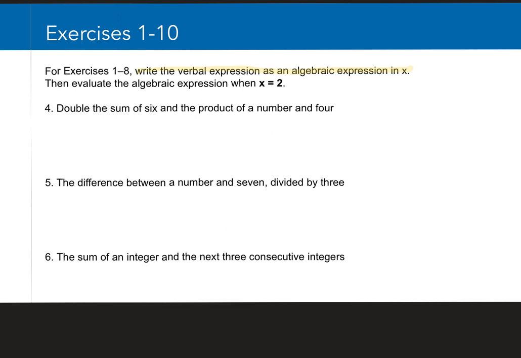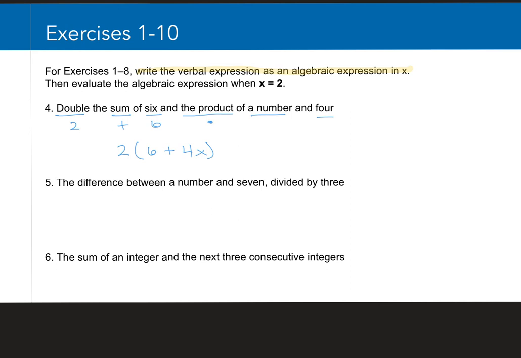All right, so double. So again, double goes with 2. We know we have sum 6. The product, okay, that's another key word, that's multiplication of a number and 4. All right, so double, we're going to have 2. We have 6 plus the product of 4 and x. So we have 2 times the expression of 6 plus 4x.